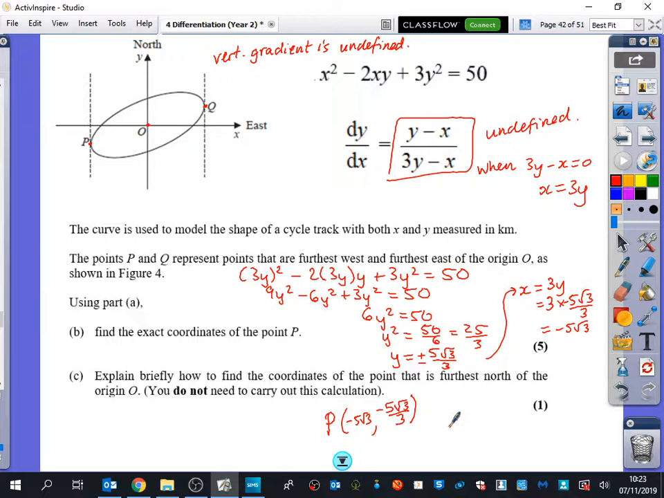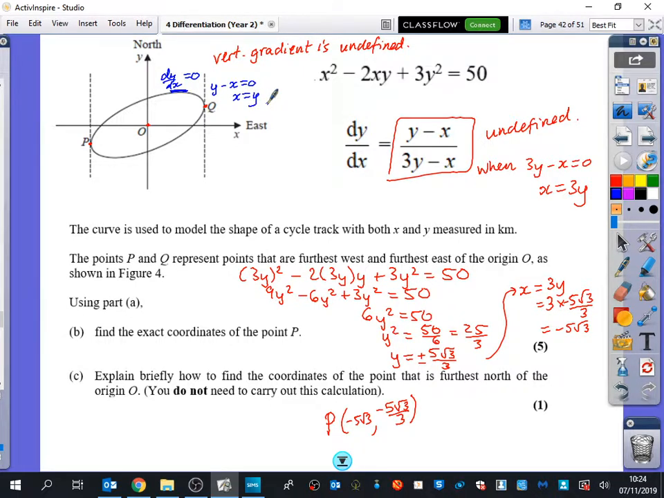Then the last part of the question says, explain briefly how to find the coordinates of the point that is furthest north of the origin. You do not need to carry out this calculation. So how can you explain to me where the point that's furthest north is? What can you tell me about something when it's furthest north? Good. dy by dx is equal to 0 at this particular point up here. So if dy by dx is equal to 0, what do we know at this point? Yeah, we know that y minus x is equal to 0. In other words, x is equal to y.